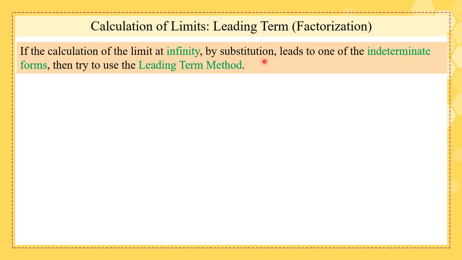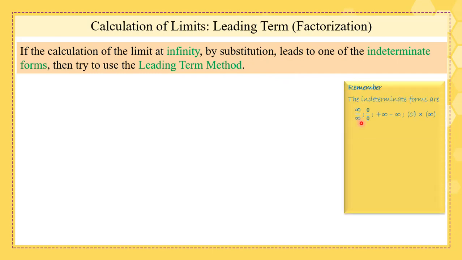If the calculation of the limit at infinity by substitution leads to one of the indeterminate forms, then try to use the leading term method. So this method is usually used when we are finding a limit at infinity and the substitution method leads to one of the four indeterminate forms: infinity over infinity, 0 over 0, plus infinity minus infinity, and 0 times infinity.